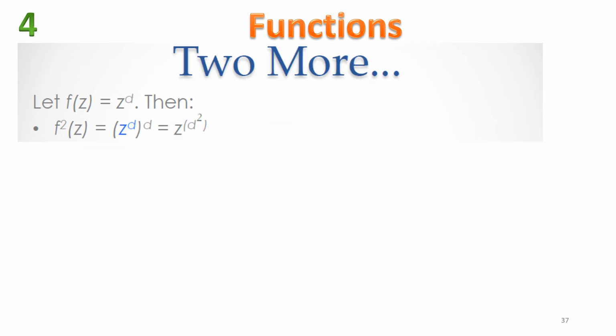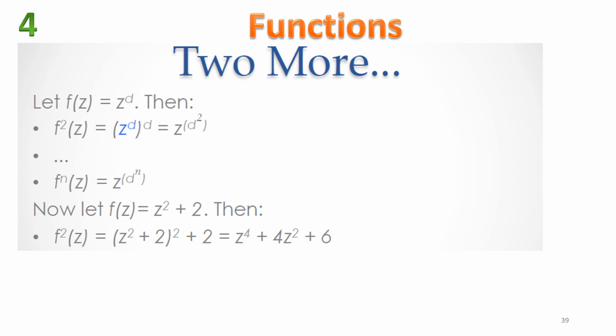Now a new function, f of z is equal to z to the power d. Then the second iteration of f of z will be z to the power d to the power d. So that is z to the power d square. So we can generalize for the nth iteration of z. f to the n of z is equal to z to the power d to the power n.